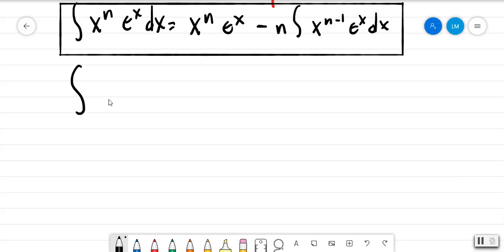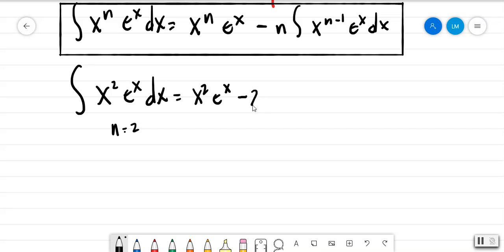So let's say that we have the integral of x squared e to the x dx. According to the formula, n is equal to 2. So that's going to be x squared e to the x minus 2 times the integral of x to the 1 e to the x dx. Now, we technically already know what the integral of x e to the x is, but we can do that again using the formula.